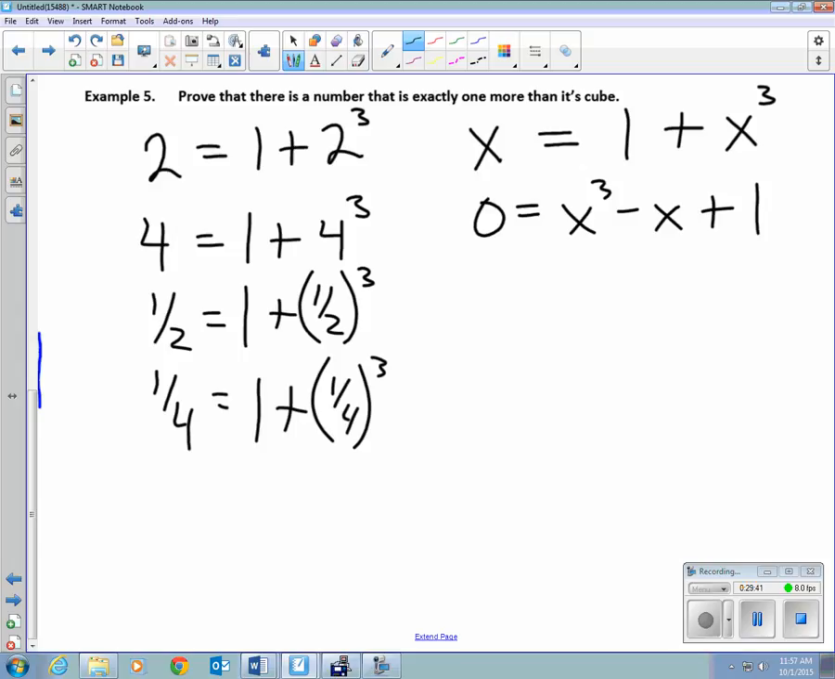Now I'm stating that that function has to have a 0. Does it have to have a 0? First of all, it's cubic, so it has to have a 0. Second of all, we're going to invoke the intermediate value theorem. A, it's continuous. F of x is continuous because it is a polynomial.